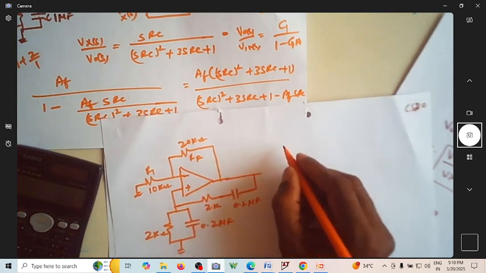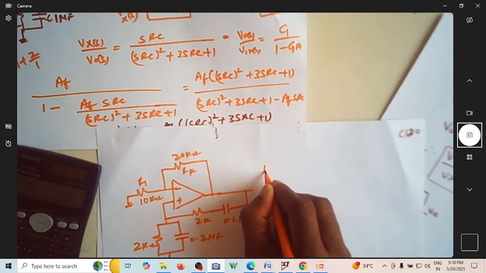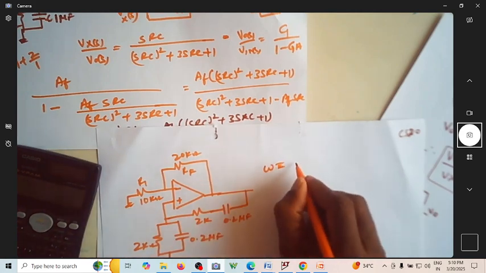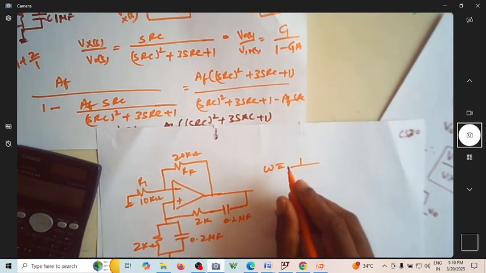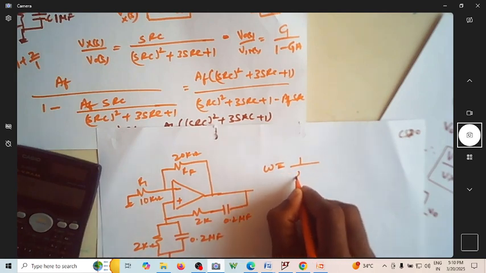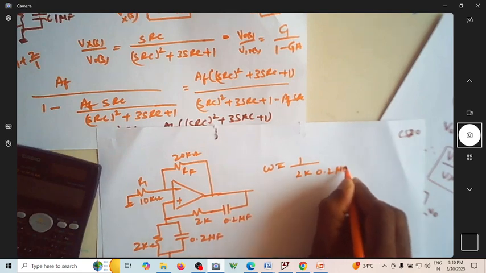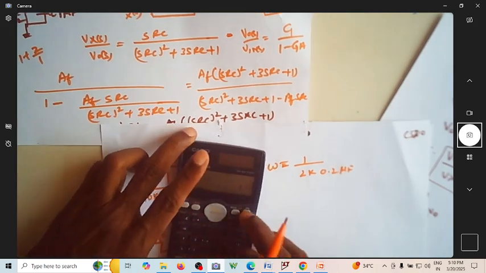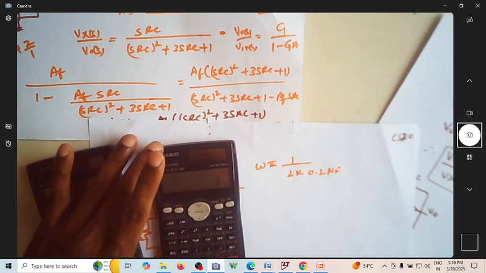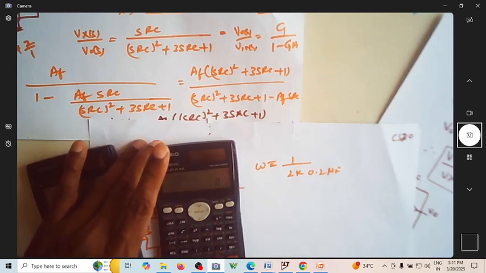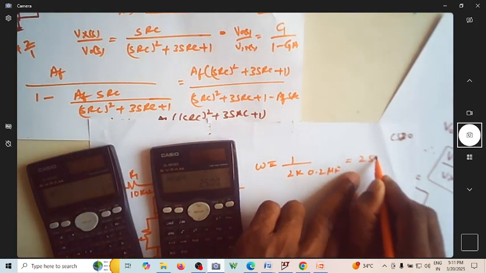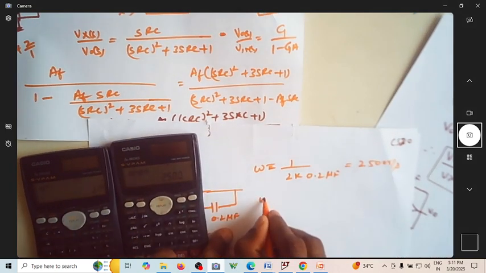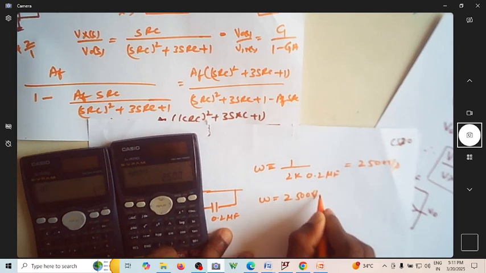In such a case, the oscillating frequency omega in radian per second would be equal to 1 over, so what will be the oscillating frequency? It will be 1 over 2k into 0.2 microfarad. So what is that? It is 2 exponential 3 into 0.2 exponential minus 6, and 1 over that is 2500 radian per second. This omega is 2500 radian per second.